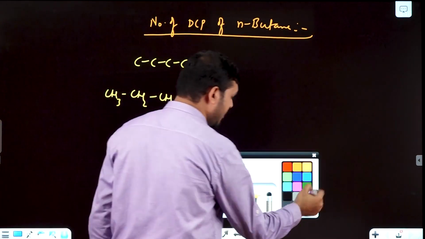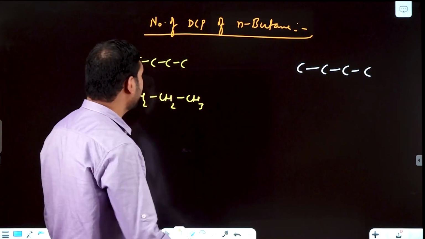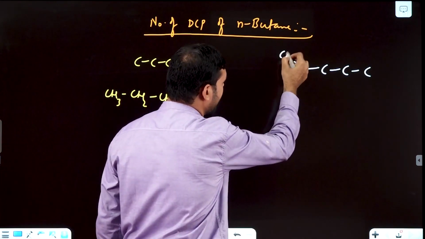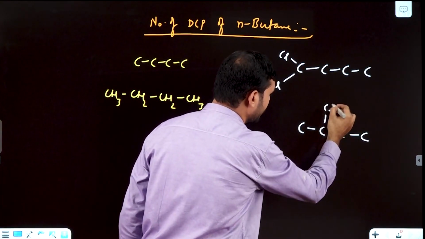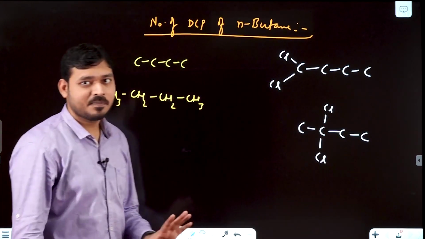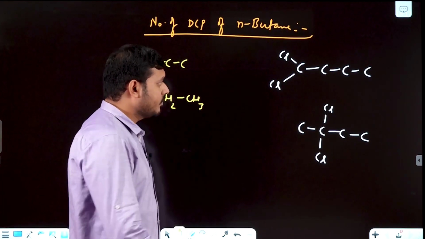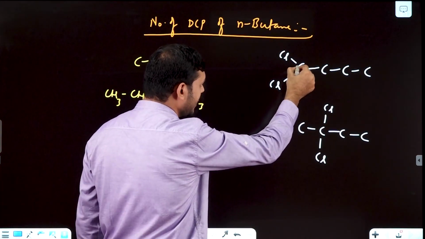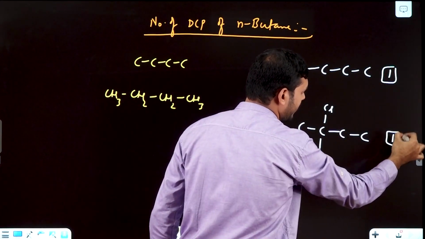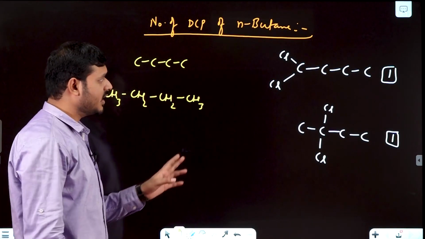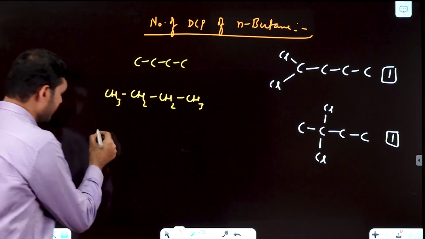Now let me check. First possibility is that I place both chlorines on the same carbon atom, either 1,1-dichloro or 2,2-dichloro. Clear? Both chlorines on the same carbon atom. In both cases, this is not a chiral center and here also no chiral center. So one case only for each.